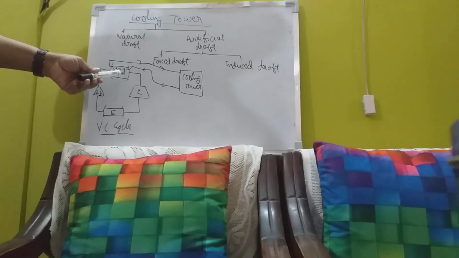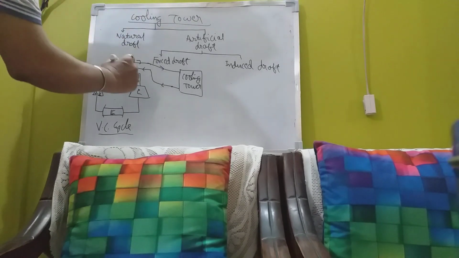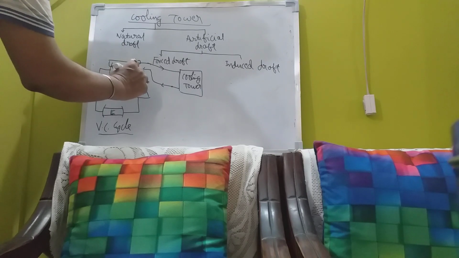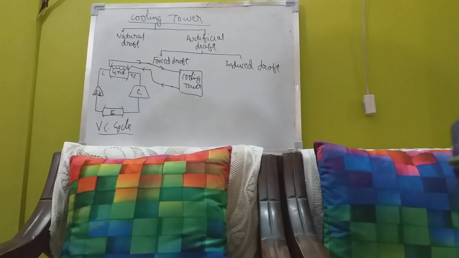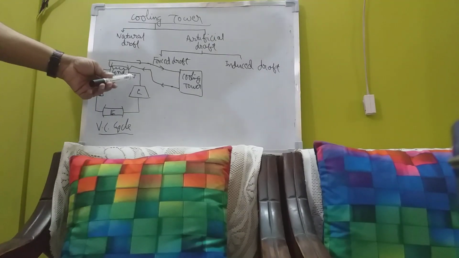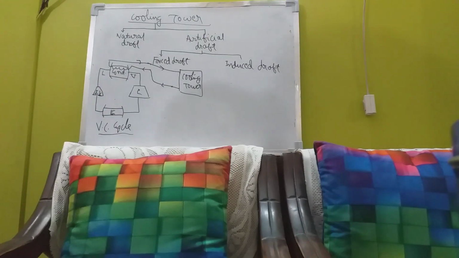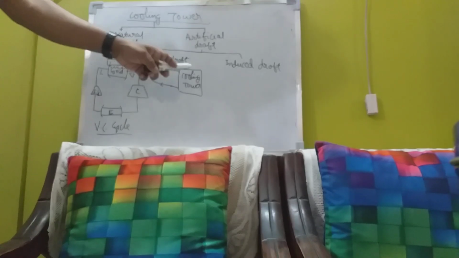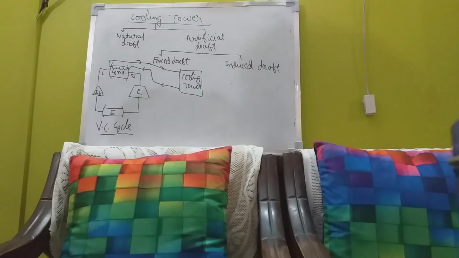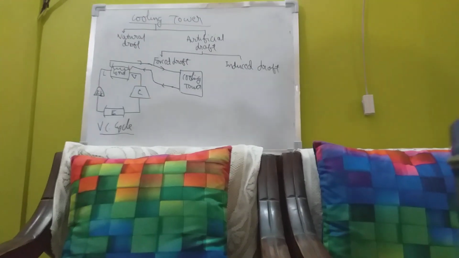Now, in condenser, the refrigerant gas, which was in the vapor state here, becomes liquid state here. That means, for converting from vapor state to liquid state, you need cooling of the gas. How do you do the cooling of the gas? Cooling of the gas is done with the help of a cooling tower. This is the cooling tower, which is doing the cooling of the gas.